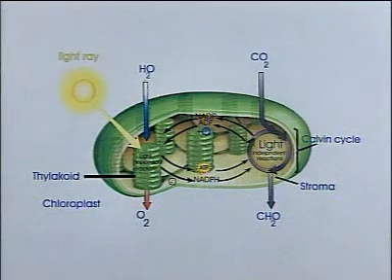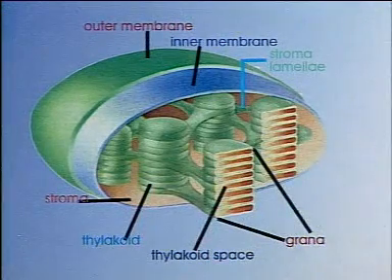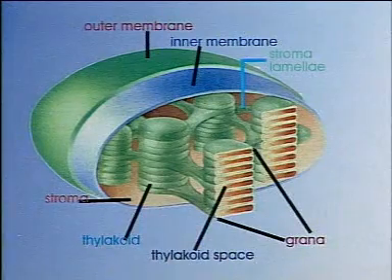The chloroplast is the site of photosynthesis. It is an organelle found in the cells of green plants and certain algae. In the chloroplast, a double membrane surrounds a large central space called the stroma.